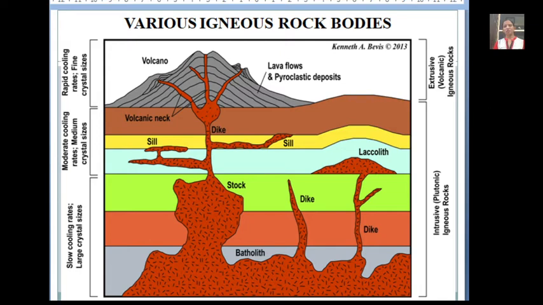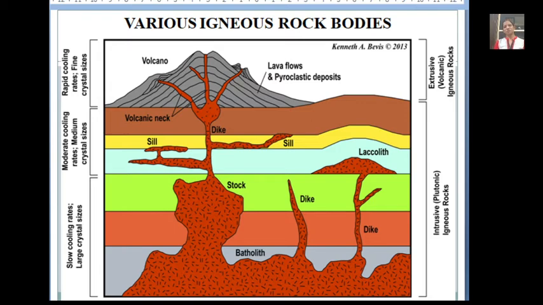The first one is batholith. Batholith is the biggest igneous rocks body, and it can be 100 kilometers long, and the width can be 50 to 80 kilometers, with a heterogeneous surface. It is found at more depth also, and it is called the root of the mountain also. बहुत मतलब साइज में बहुत बड़ा होता है बैथोलिथ.